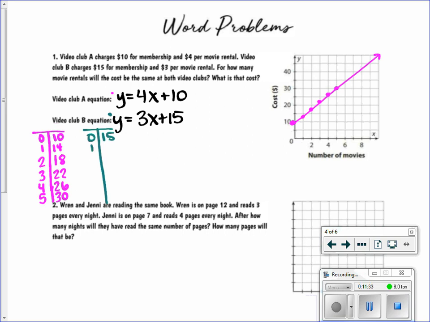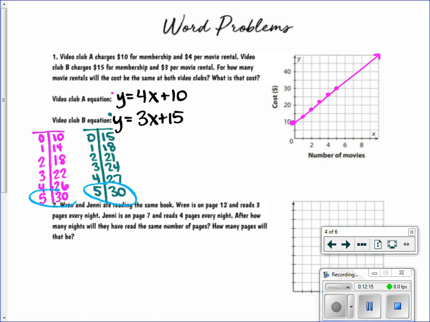So for one movie, we have 18, and then for 2 it would be 21. For 3 it would be 24. I don't know about y'all, but as I'm writing these points down, I'm looking back at the other table to see if there's ever going to be something matching. Because if we get something matching, then we can start making the table. 4 would be 27, nothing matching so far. Oh, 5, 30. Woohoo. So we can see our answers visually in a table as well.